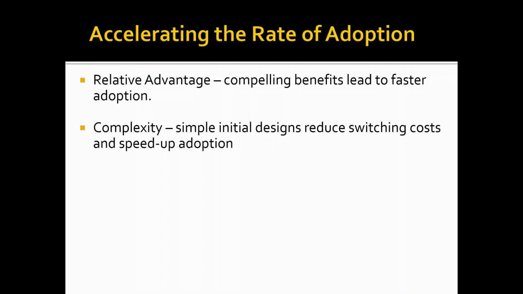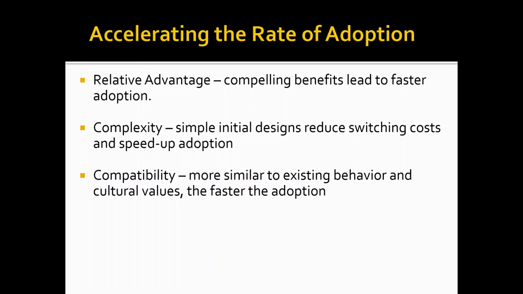Complexity: you have to make it simple for people. Simple initial designs reduce switching costs, which means, hey, I have to learn how to do something new, and I have to maybe get rid of things I already have. Those are switching costs. They can be mental, emotional, or financial. So how do you make it easier for people with little or no experience to adopt cannabis?